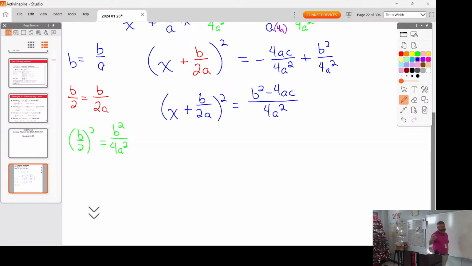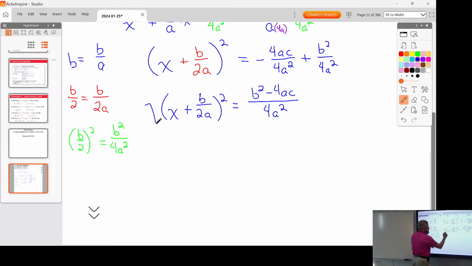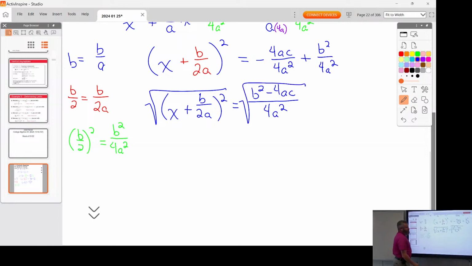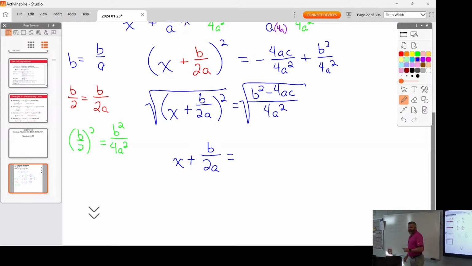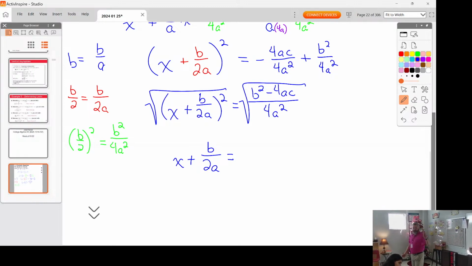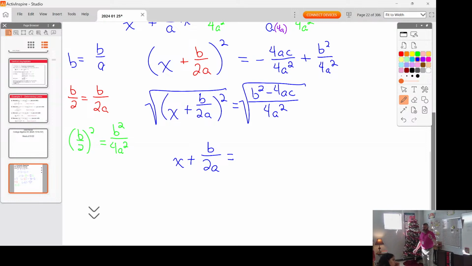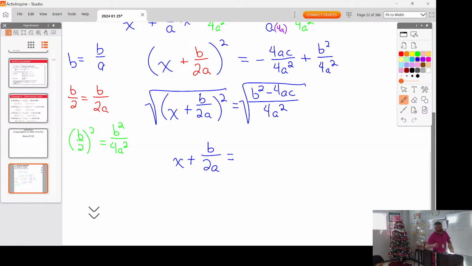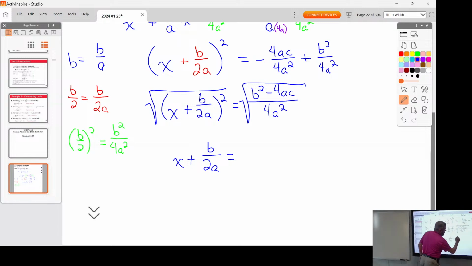Square root both sides, right? Okay. So I'm going to take the square root of the left side, and I'm going to take the square root of the right side. What is the square root of the left side going to leave us? What's the square root of that mess? First of all, remember we're solving for x, so there has to be two answers. Right? So because there's two answers, what are we going to write down? Plus or minus.